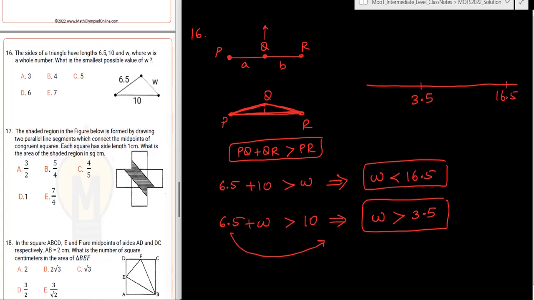But notice that W is a whole number. So that means it can only take whole number values, which is 4, 5, 6, 7, and so on, all the way up to 16. It cannot go more than 16.5. What is the smallest possible value of W? The smallest possible value is 4, right? So the answer is B, 4.